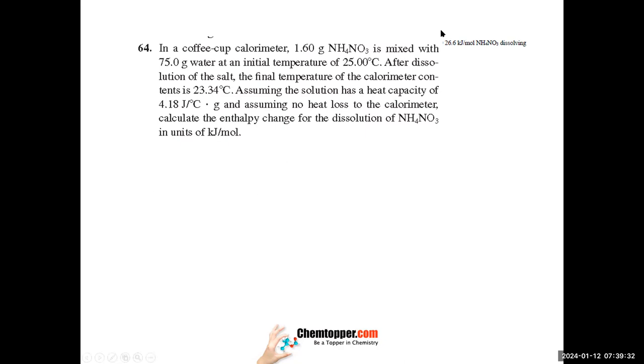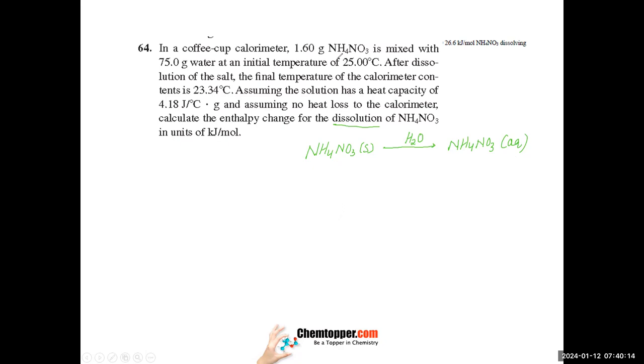So you are taking ammonium nitrate solid. In the coffee cup calorimeter, you are taking water. And then you are getting ammonium nitrate aqueous. This change is called dissolution. It's a physical change. No change in the chemical composition.